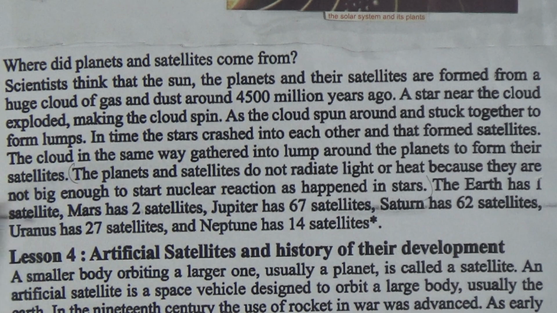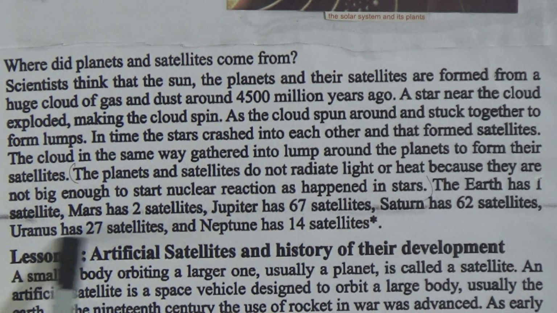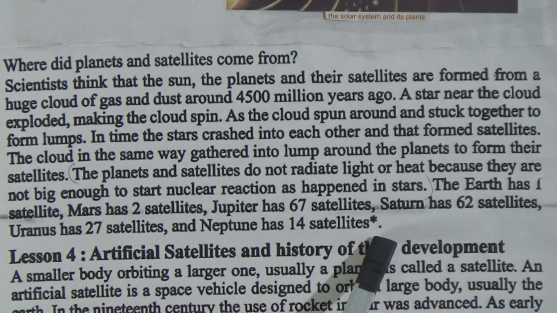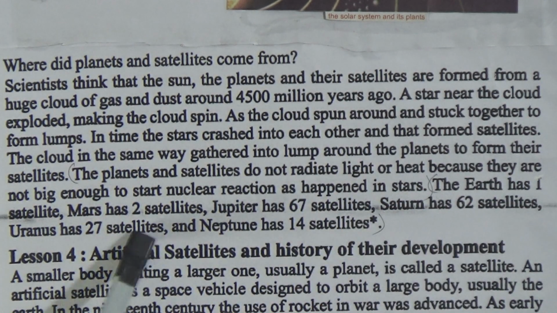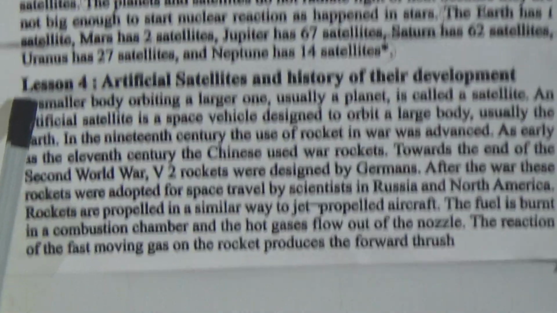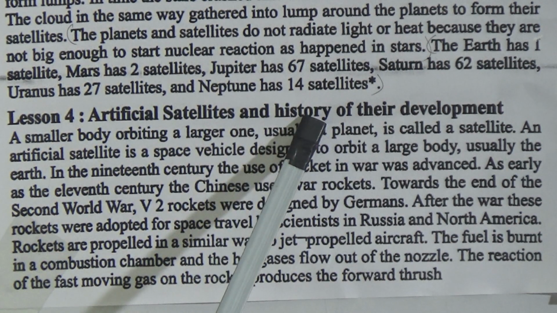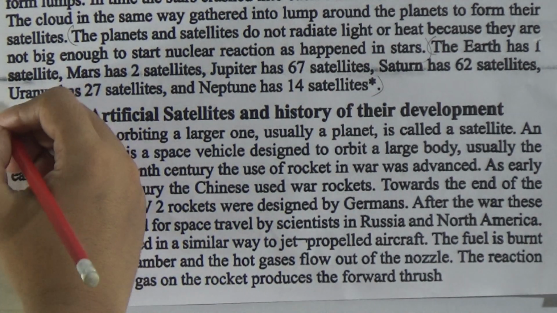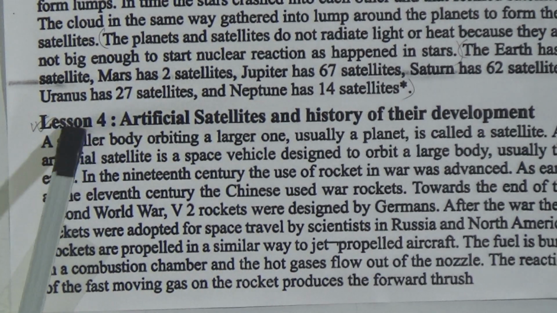The Earth has one satellite, Mars has 2, Jupiter has 67 satellites, Saturn has 62 satellites, Uranus has 27 satellites and Neptune has 14 satellites. Dear students, this part is so much important for your MCQ and knowledge based question answer. Now we will go to the next lesson. This is lesson number 4, artificial satellites and story of their development. This part is too much important because you will get some MCQ questions from here.